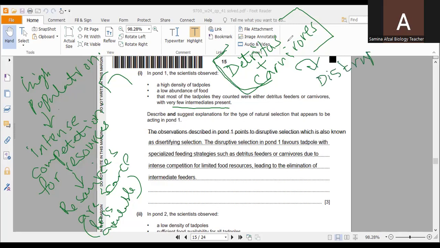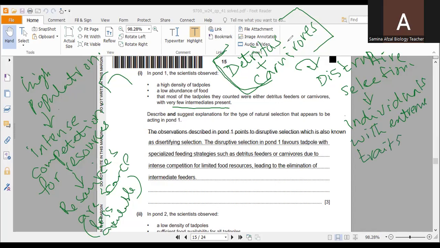And what is disruptive selection? Disruptive selection is a type of natural selection where individuals with extreme traits have high fitness.